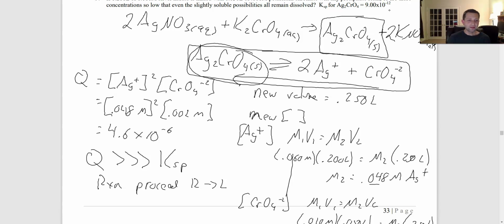To wrap it all up, if Q was really small, if these values were really tiny, and Q was less than KSP, the reaction would shift in the forward direction, creating ions, and not having your precipitate, because it would be shifting to the right, which is dissolving. So that's how you want to figure out all of that.